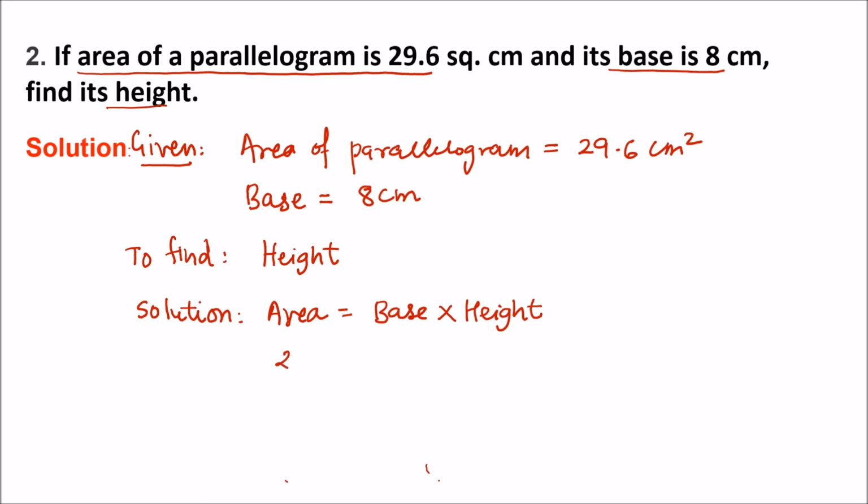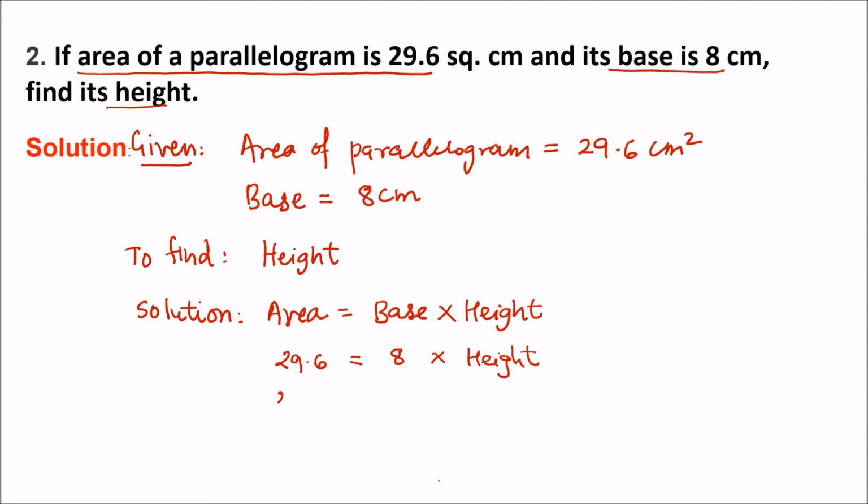Here we'll write 29.6 equals base, it is 8 centimeter, into height. Okay, height is unknown, so we'll copy as it is. Now to solve it further, we have to shift this 8 to the other side, and you can see that 8 is in the form of multiplication, right? Opposite of multiplication is division, right? So if I shift 8 to that side of equal to, what will we get?